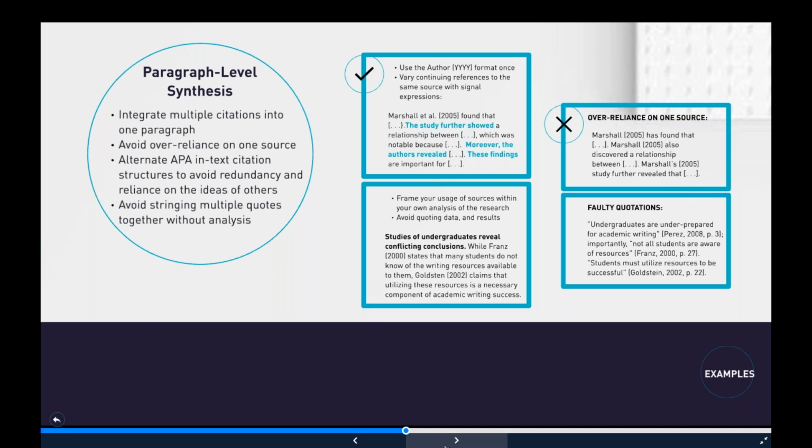I can fix it by starting with one of those topic sentences that we talked about. Studies of undergraduates reveal conflicting conclusions. Okay, now my reader knows what I want to achieve. Now I can integrate my evidence. While France states that many students do not know of the writing sources that are available to them, Goldstein claims that utilizing these resources is a necessary component of academic writing success.